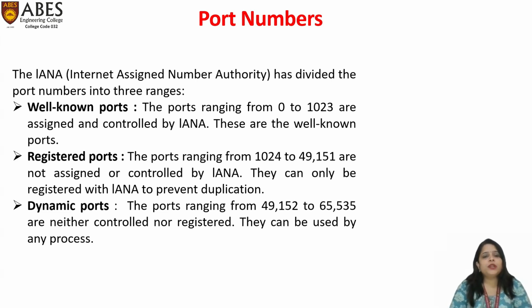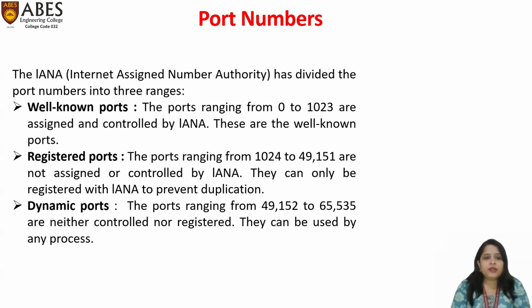The second category of port numbers is registered port numbers. The ports ranging from 1024 to 49,151 are not assigned or controlled by IANA, but they can be registered with IANA to prevent duplication. These are called registered port numbers.